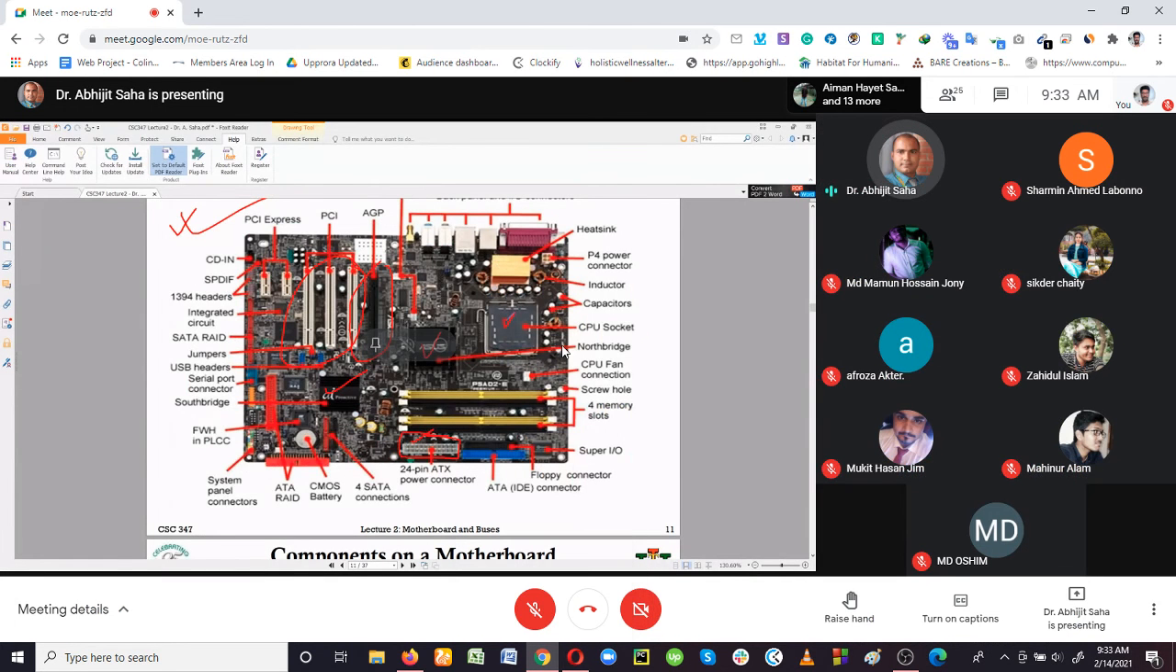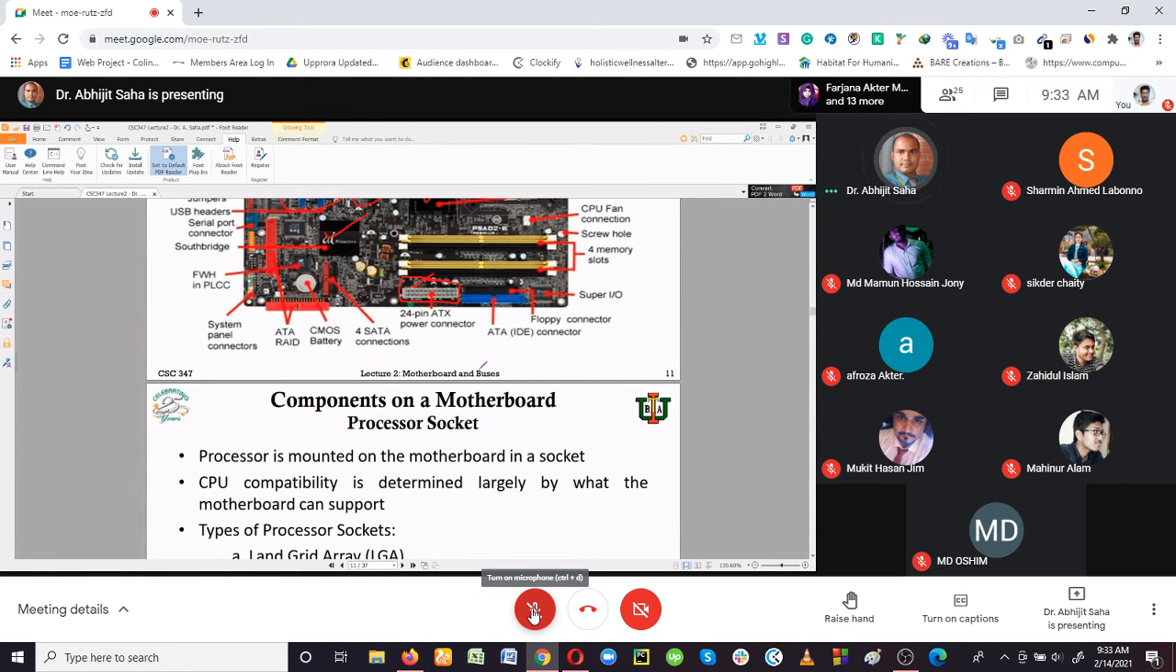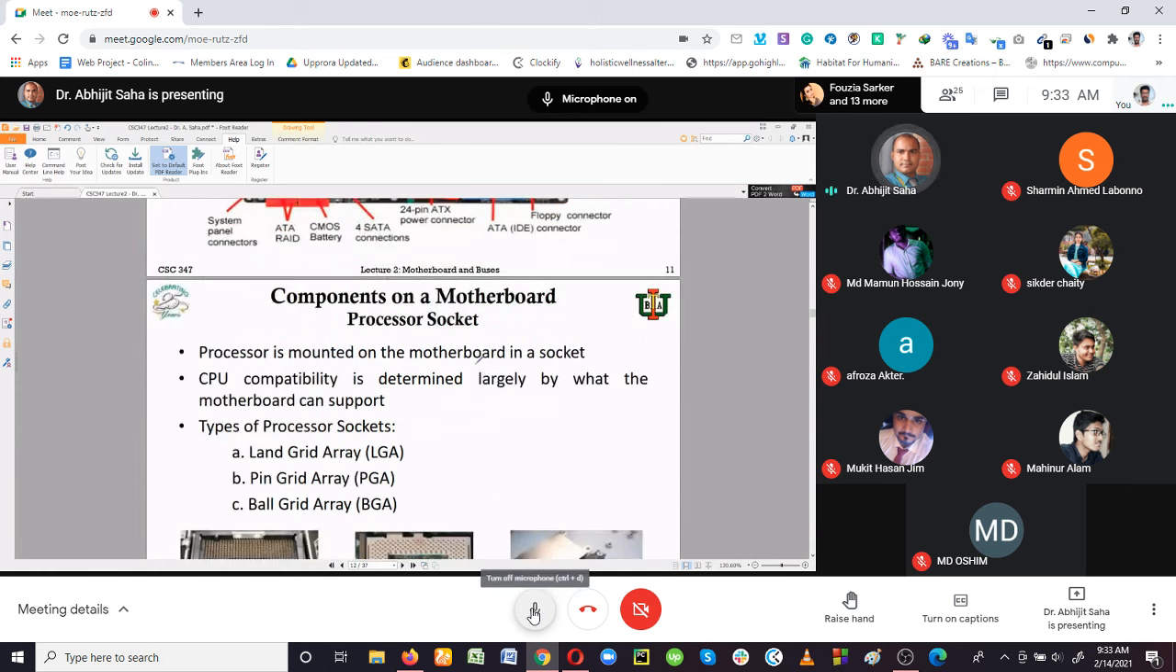For giving the extra 12 volt power, which connector is going to be needed? That is what you should have to answer. Ready or not? This way you should have to study all of the main components of the motherboard. Do you get it? Yes, sir.